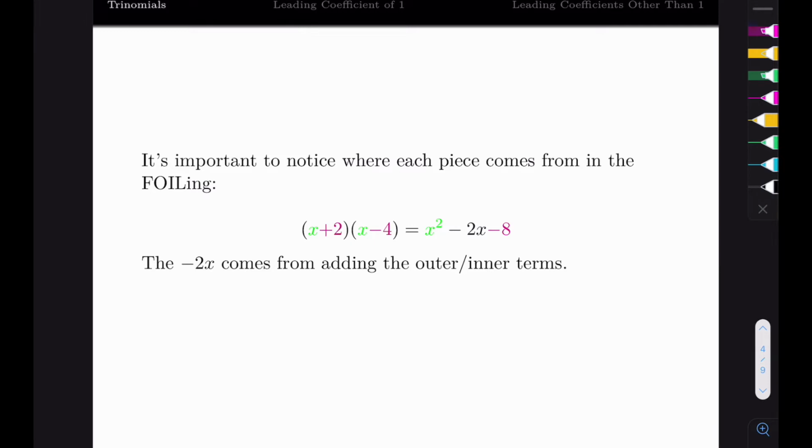So when we dealt with this foiling process, the first terms multiplied to our squared term. So the x times x leads us into the x squared. Then the last terms, the positive 2 and the negative 4, lead us to the constant term of negative 8. This middle term really comes from just adding the outer and inner pieces together. Okay? So we want to keep this in mind when we're trying to set up what we think a possible guess is going to be.